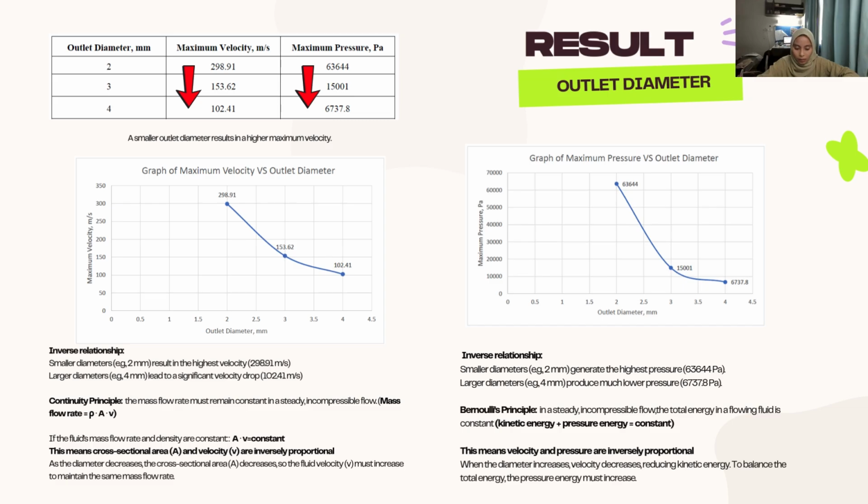As the diameter decreases, the cross-sectional area decreases. So the fluid velocity must increase to maintain the same mass flow rate.